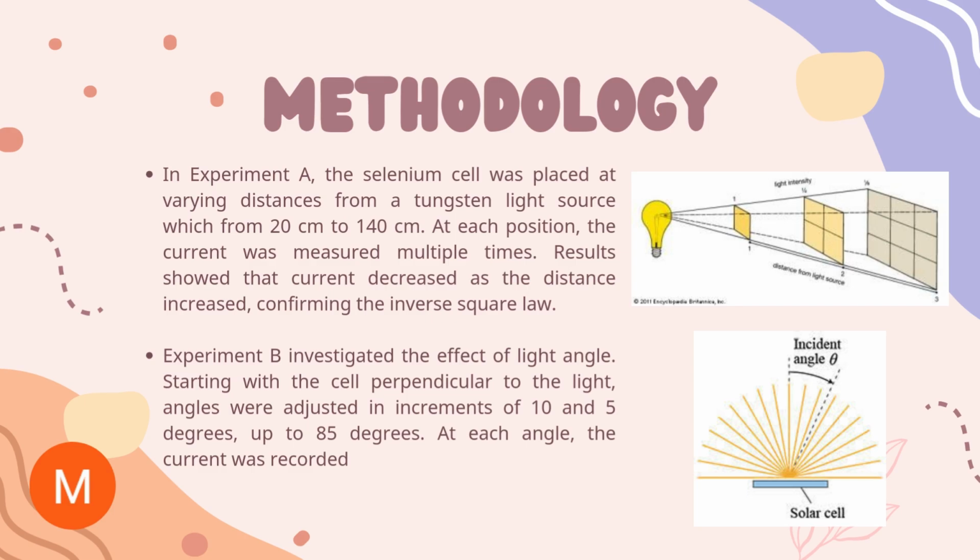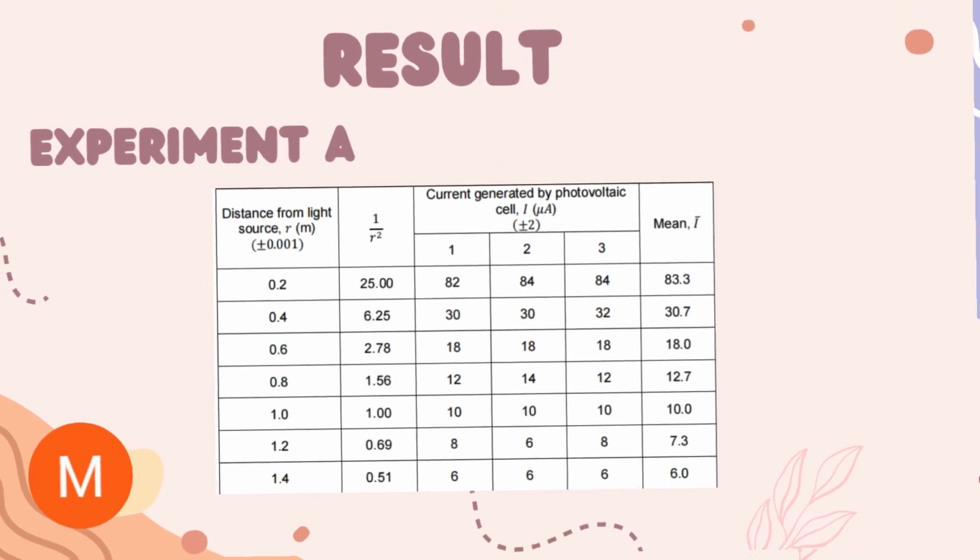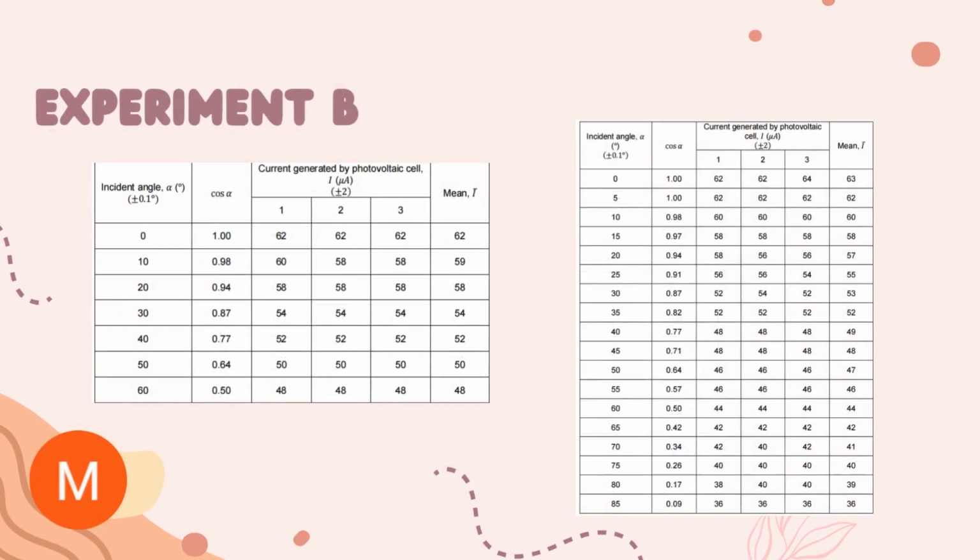In experiment B, we investigated the effect of light angle, starting with the cell perpendicular to the light. The angles were adjusted in increments of 10 and 5 degrees up to 85 degrees. At each angle, the current was recorded. Here are the results of the experiment.